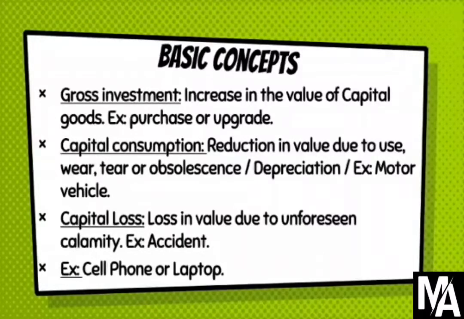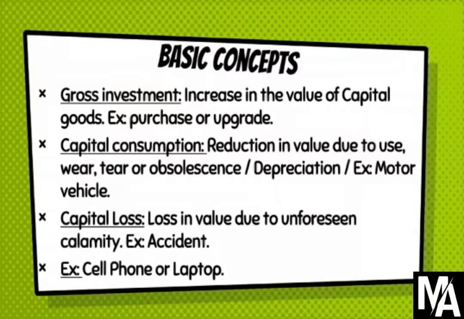Now, if I have a machine, I am either purchasing another machine or I am upgrading the existing machine by increasing its capacity. That is called gross investment because I am increasing the value of that machine. But the problem is, whenever we are using goods, their value reduces. Year after year, day after day, their value reduces, and at a particular point of time they will be totally used up. This is called wear and tear or obsolescence, where our machine becomes outdated.